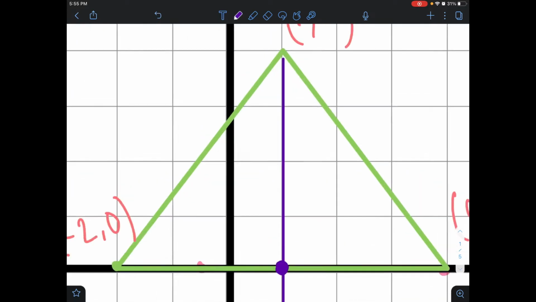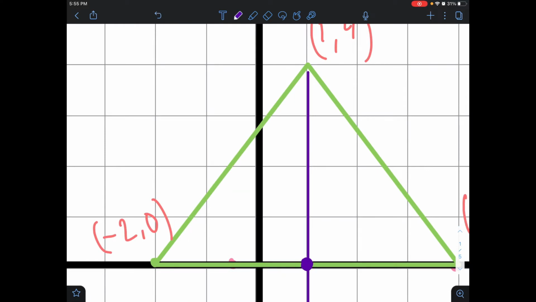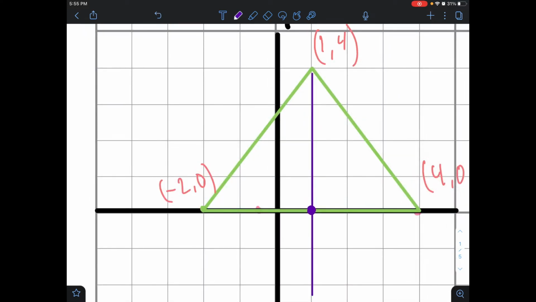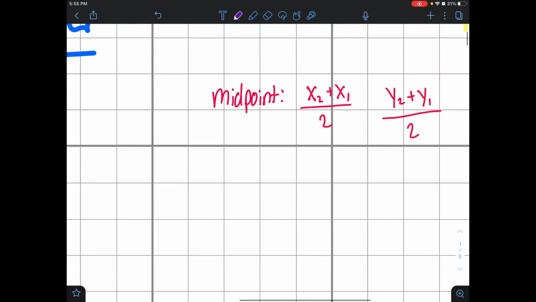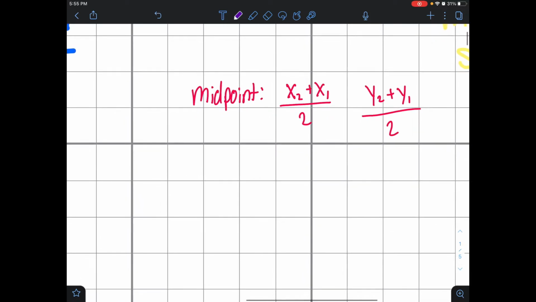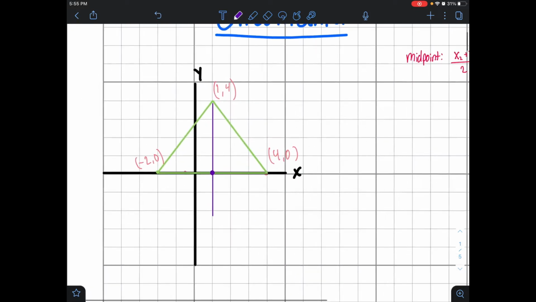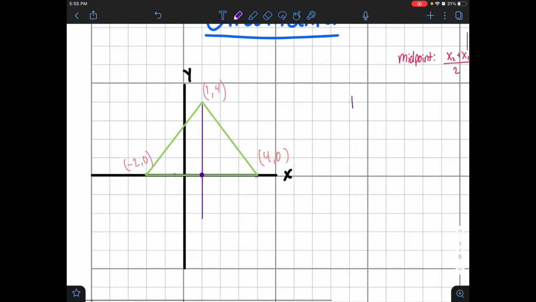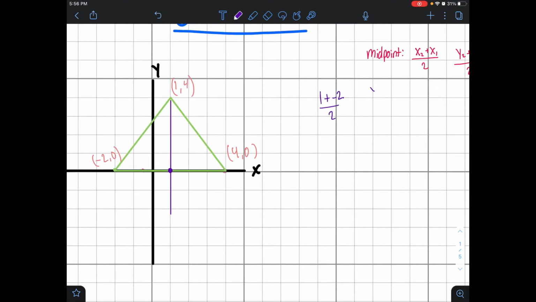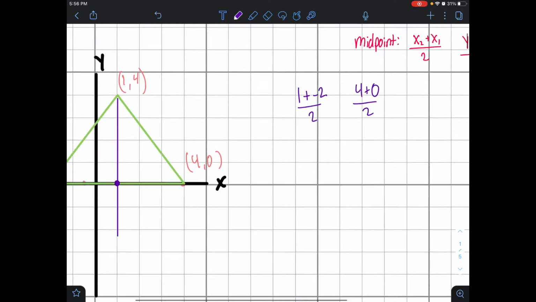Now you find another line. I'm going to be using this line right here. And the first step again is midpoint. So since this line is not vertical or horizontal, you have to use the midpoint formula. The midpoint formula basically is x2 plus x1 divided by 2, and then y2 plus y1 divided by 2. So we're going to get the two x's. So 1 plus negative 2 over 2, and then the two y's. 4 plus 0 over 2. So that's negative 1 over 2, and then 4 divided by 2 is just 2.